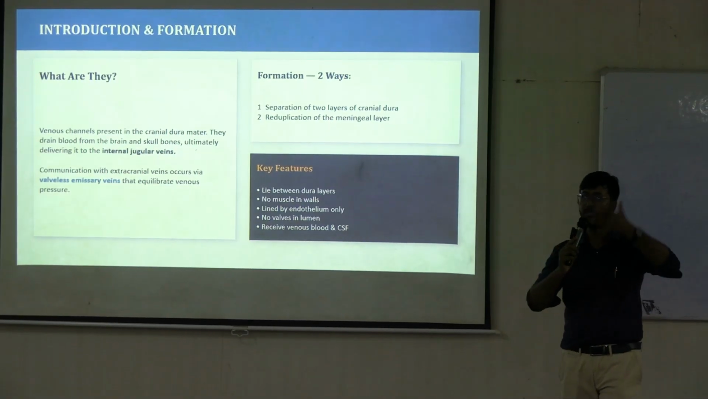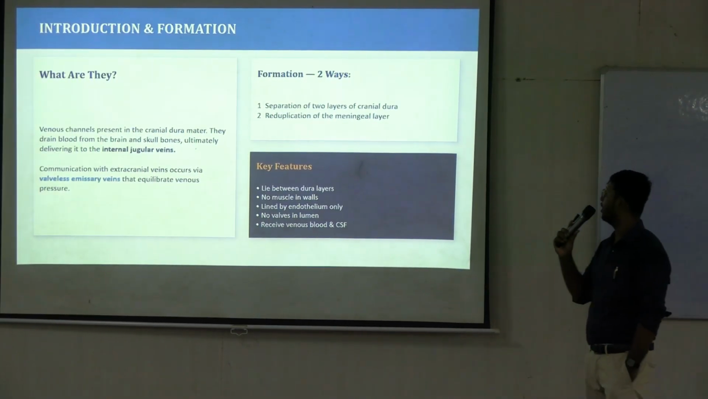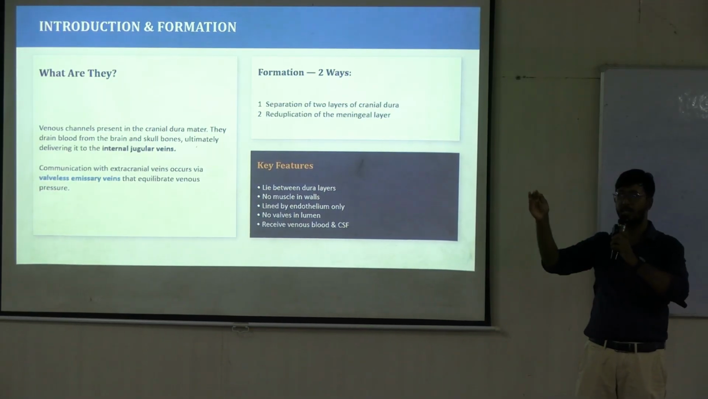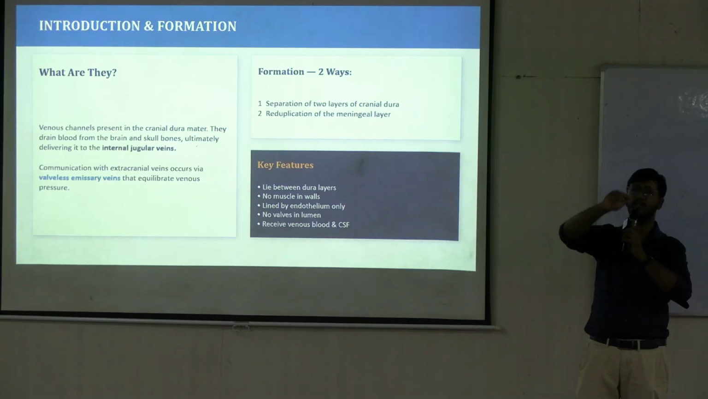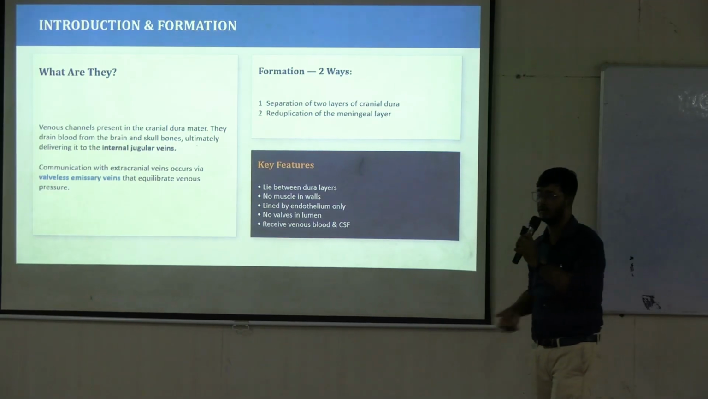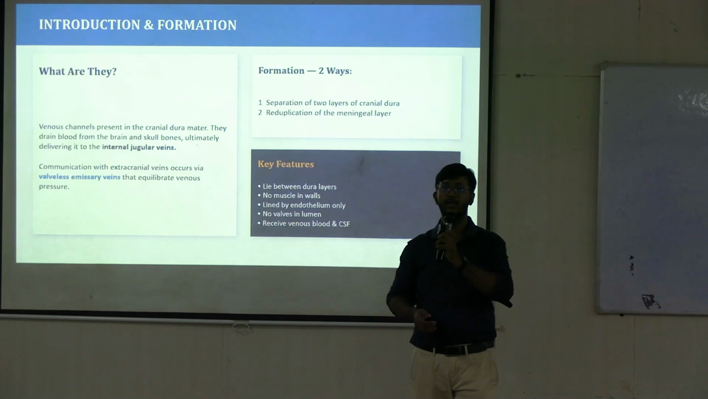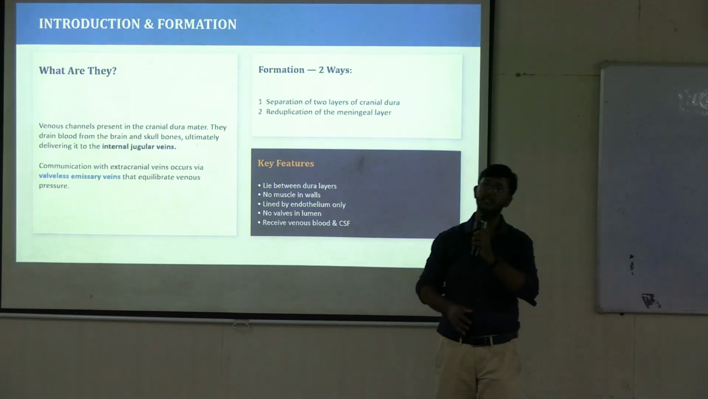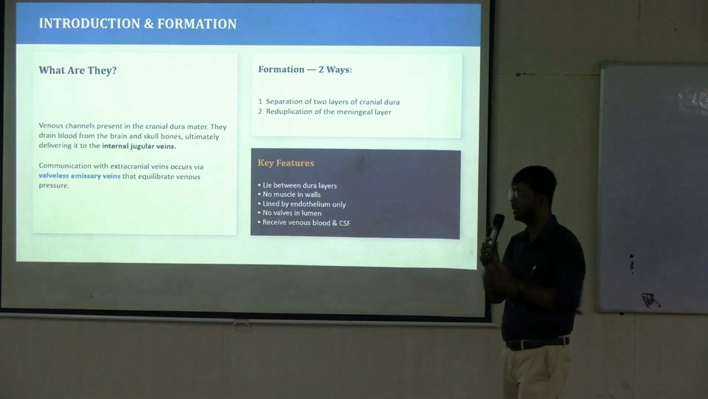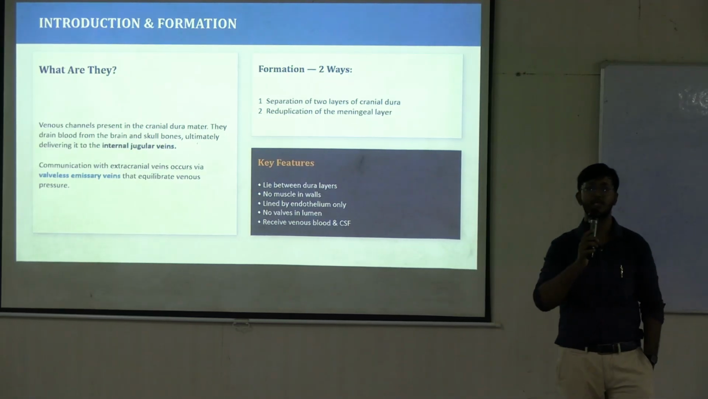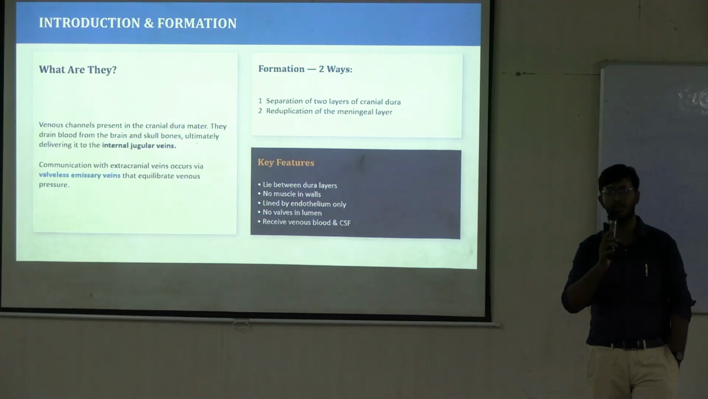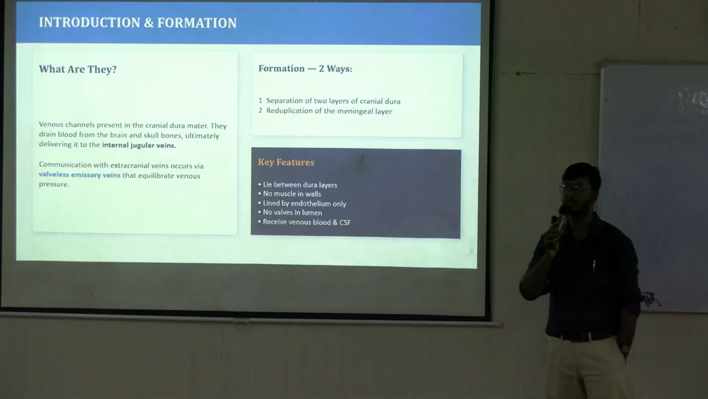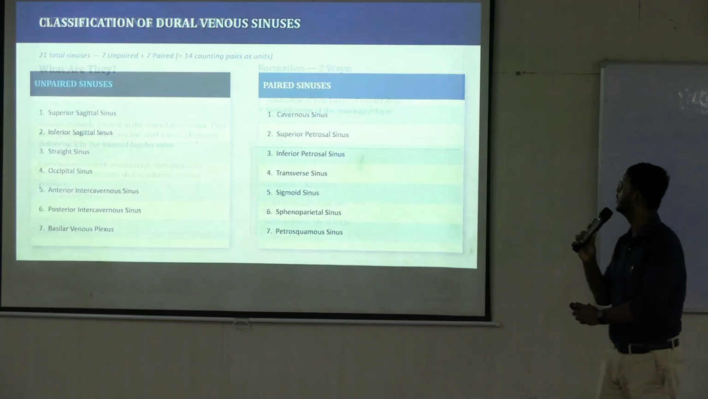Now, the sinuses are basically formed in two ways. One is in between the two layers of dura mater, and by reduplication of the meningeal layer. Suppose one meninges comes like this and it gets duplicated, so a fold appears. Falx cerebri and tentorium cerebelli are these folds, and here these venous sinuses are located. Key features: they will not have any muscle layer, and they will not have any valve. They are lined by endothelium and receive venous blood as well as some amount of CSF.